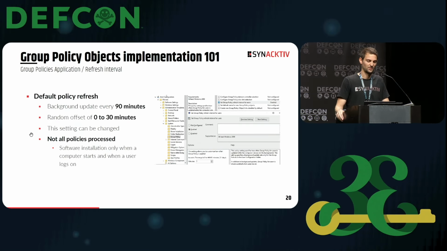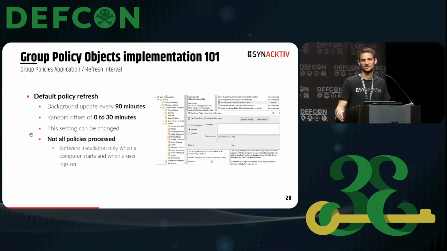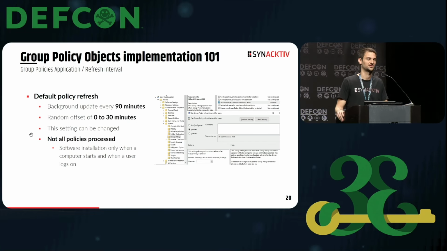Last part regarding GPO implementation is that, by default, computers update their GPO. They do a background update every 90 minutes with a random offset from 0 to 30 minutes. This setting can be changed. On each GPO, you can change the settings and put the value of 0. According to the documentation, if the value is 0, it will try to update the GPO every 7 seconds. I would not recommend updating your GPO every 7 seconds, but it's technically possible.